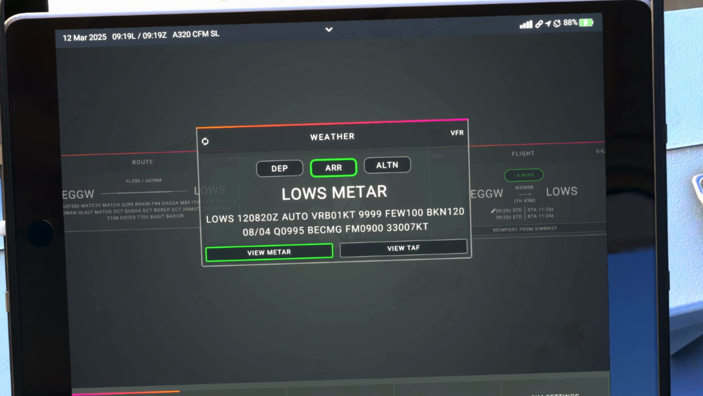METAR reports are generally updated every hour. Some aerodromes do this every half an hour. They can be updated if there are significant changes in the weather conditions, such as rapidly decreasing visibility or cloud cover changes, or a thunderstorm comes along. So all of those things will trigger a new METAR report to be provided.